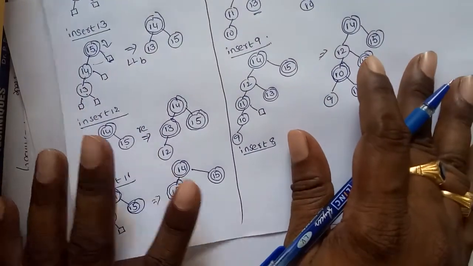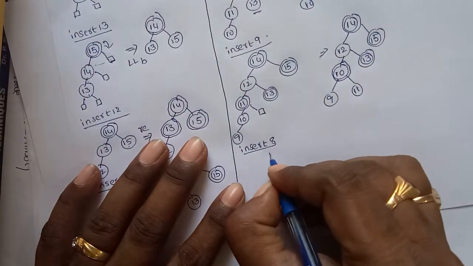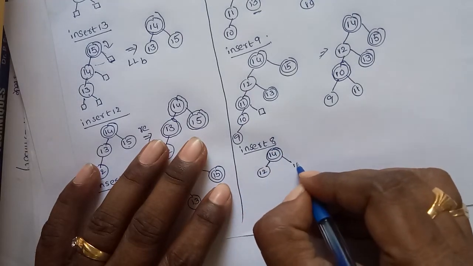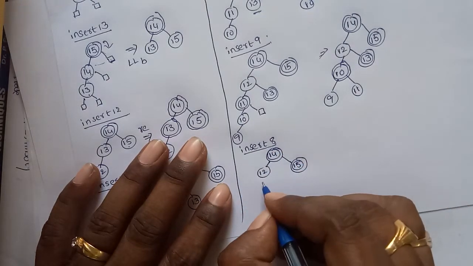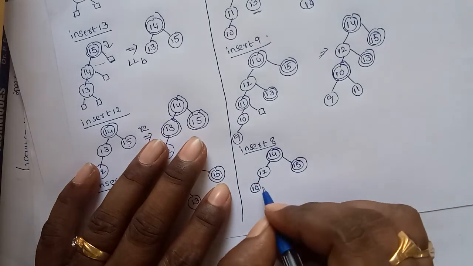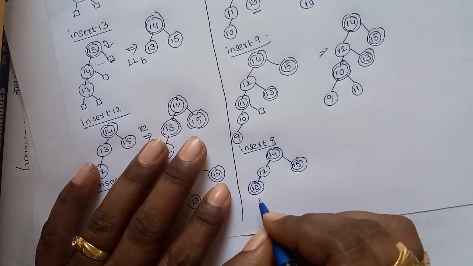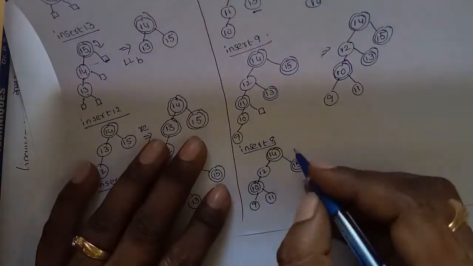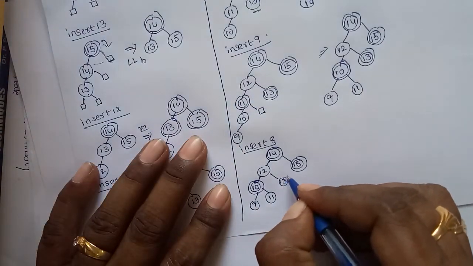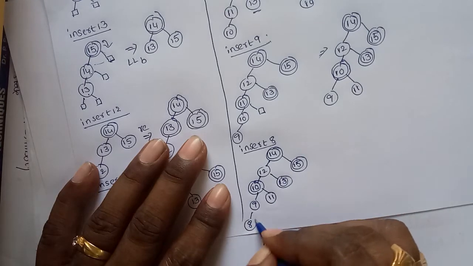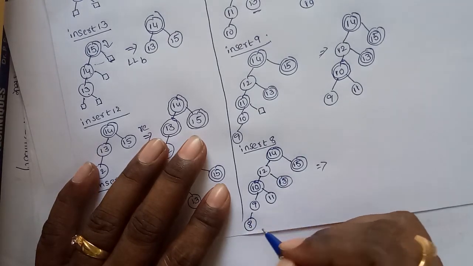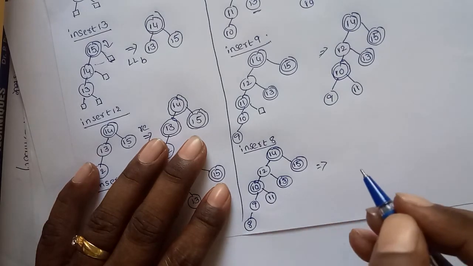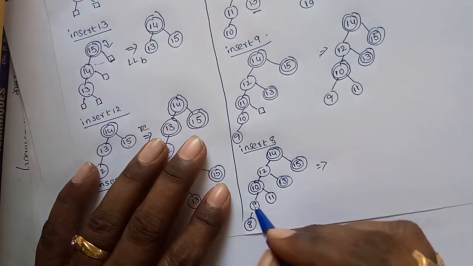After inserting 8: 14, 12, 15, 10, 9, 11, 13 and 8. Okay, again 9 and 8 are two consecutive red nodes. The uncle node is a red node. What do we have to do? Uncle node is red, so change the colors.